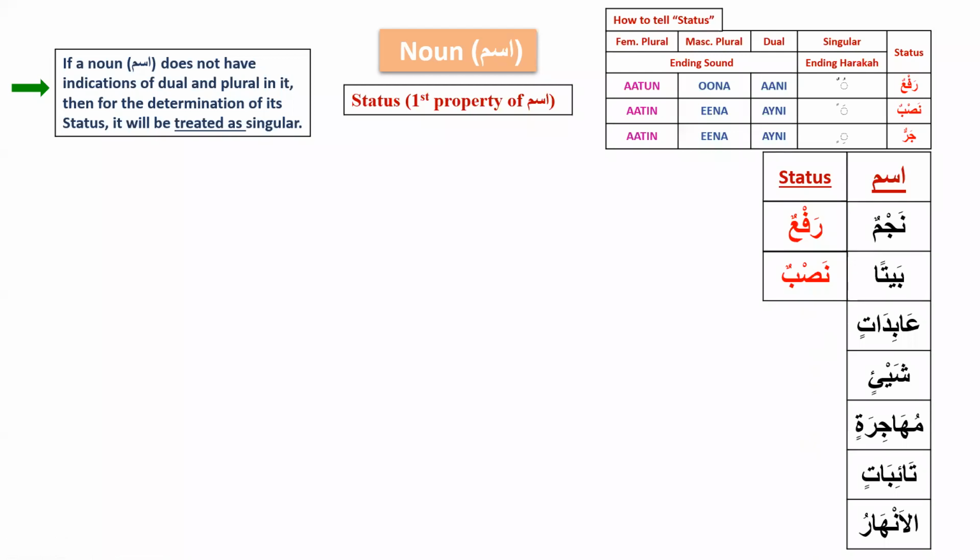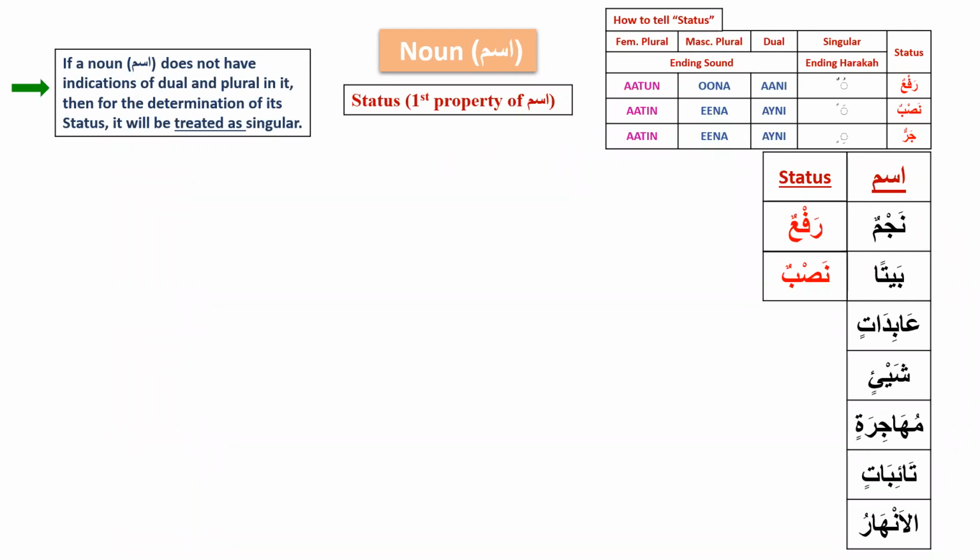Do you see any signs of masculine plural? No. Do you see any signs of feminine plural? Yes, there is. Which one is it? Abidatin, the plural atin, the ending sound. The ending sound is atin. Very good.